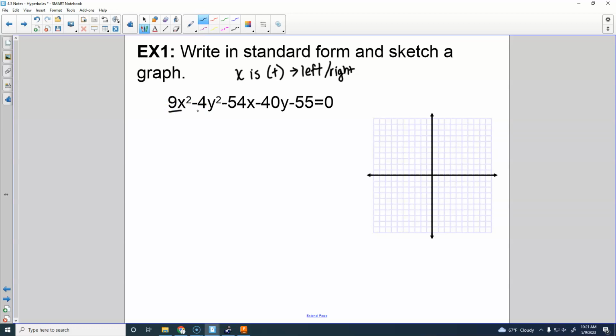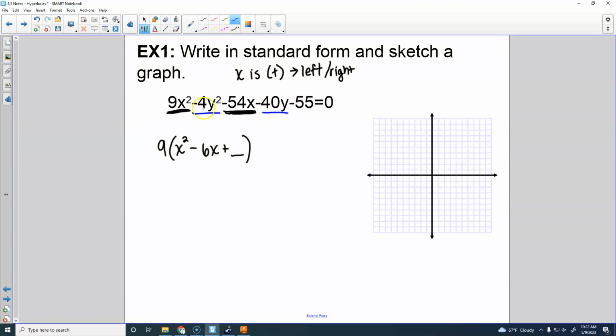The way you do these problems is almost identical to the ellipses that we did yesterday. The only difference is you're going to have a negative. So you're going to group your x's. So I've got my 9x squared and my negative 54x. I can factor out a 9. So I'll have x squared minus 6x plus blank, okay?